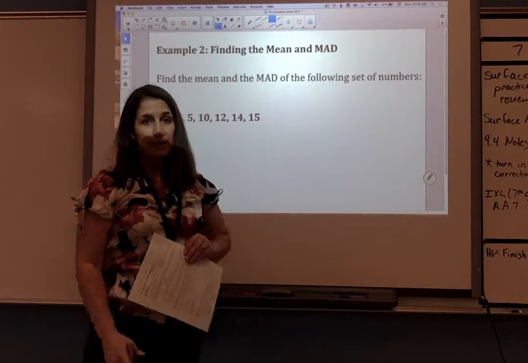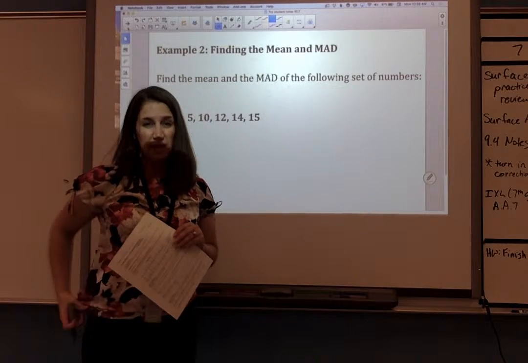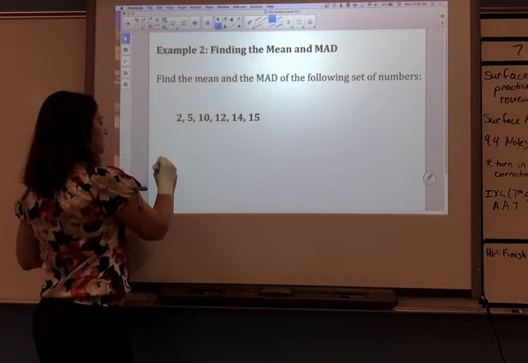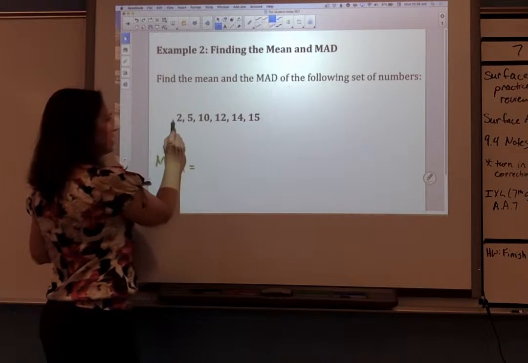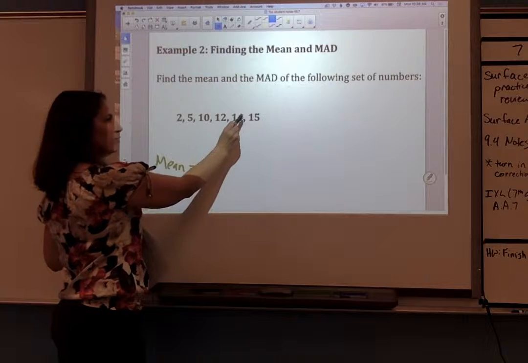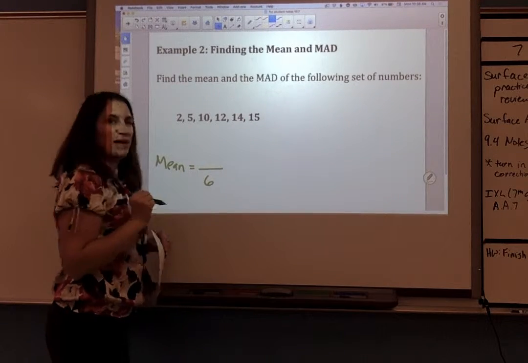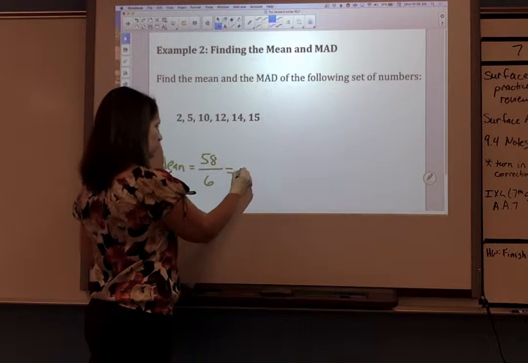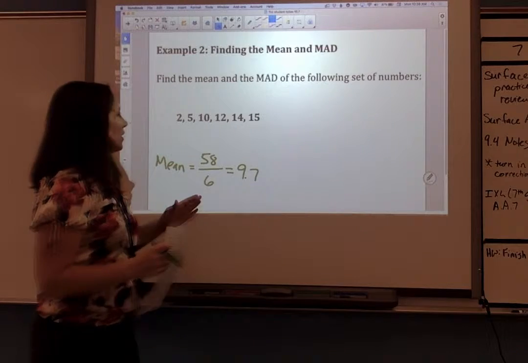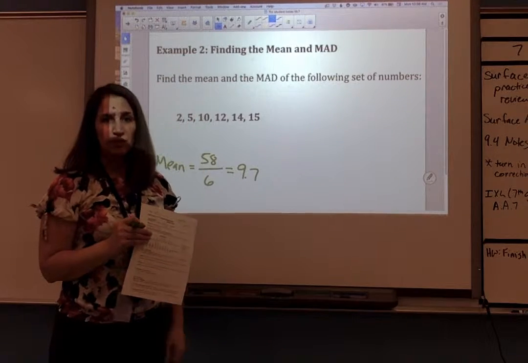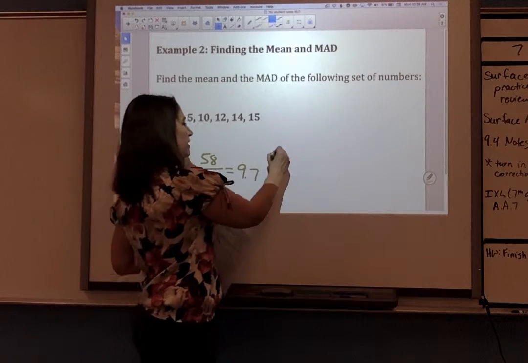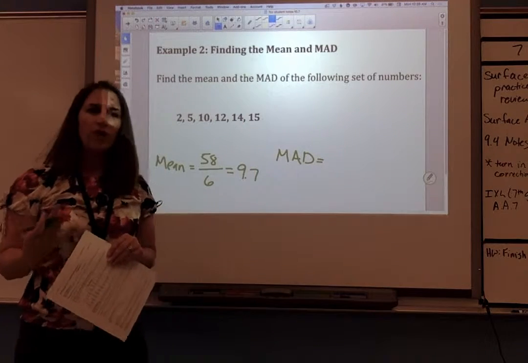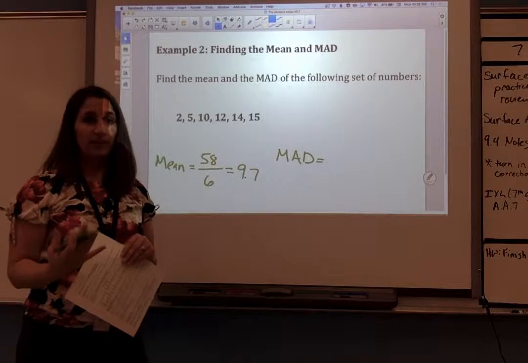So let's practice finding the mean and the mean absolute deviation for a small data set. Here we have 6 values, so we're going to find the mean first. We're going to add up 2 plus 5 plus 10 plus 12 plus 14 plus 15 and divide that sum by 6 because there are 6 data points. That's 58 divided by 6, which is about 9.7. That seems reasonable, somewhere in the middle. Now, for the mean absolute deviation, we need to figure out how far each of these data points is from 9.7.